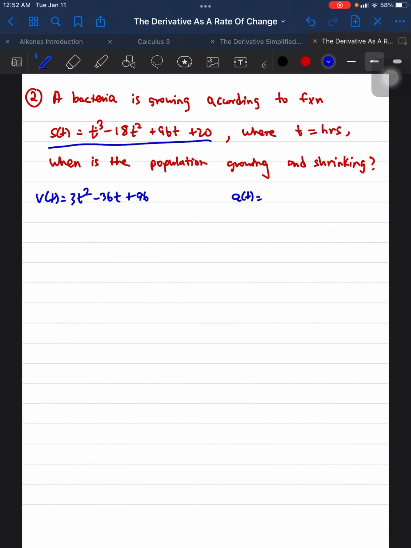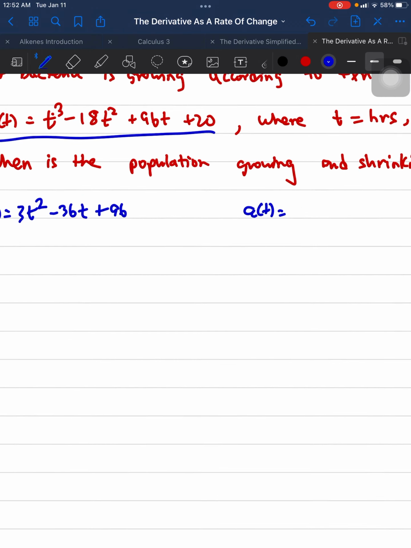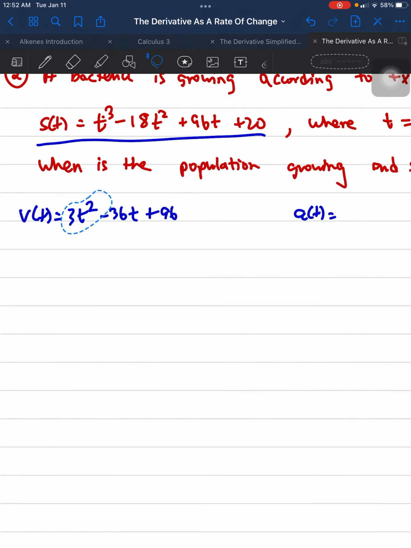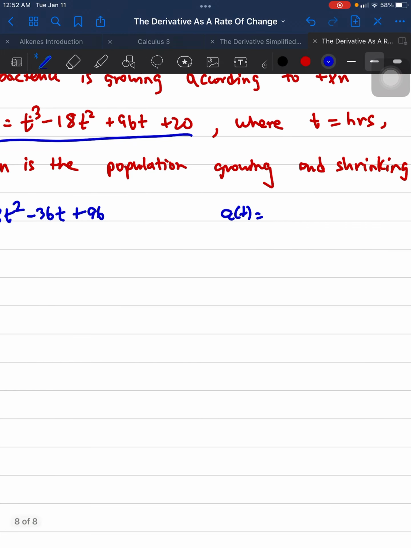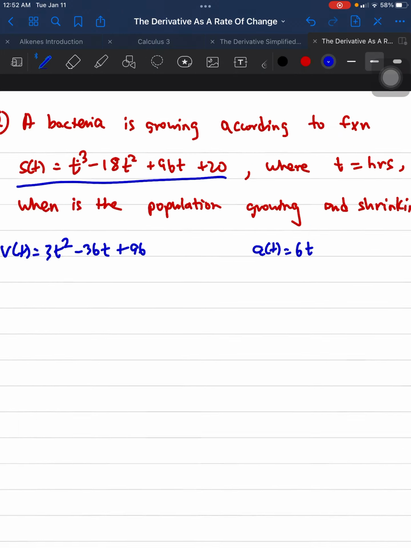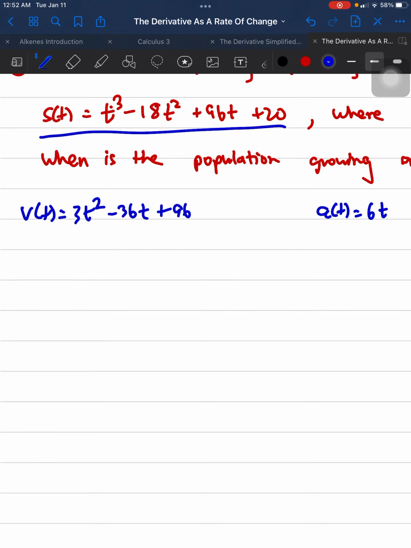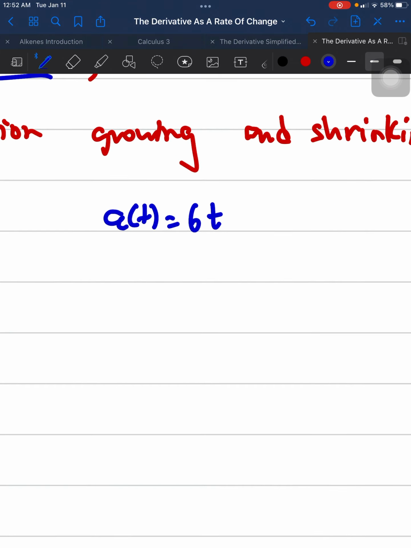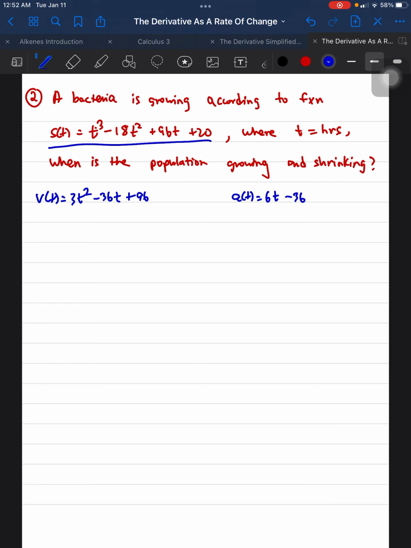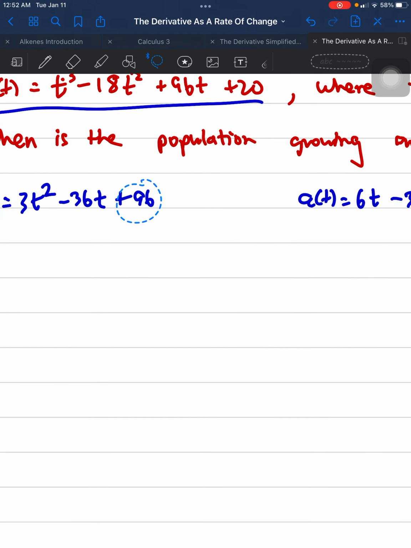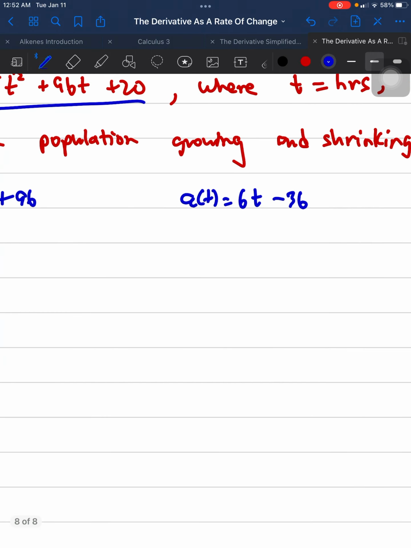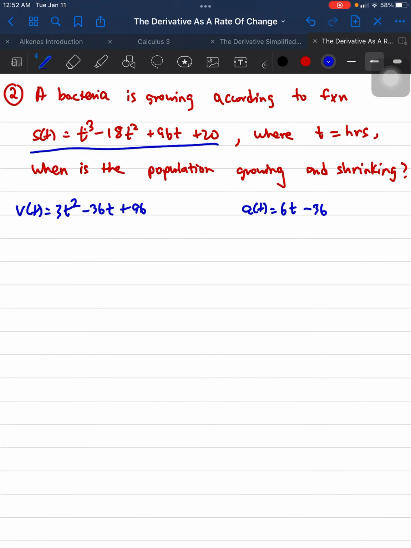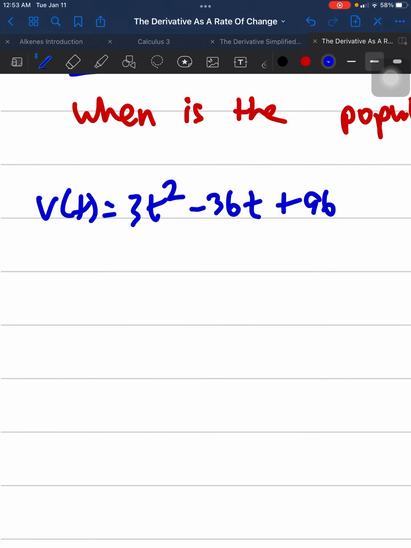Now the acceleration function is the derivative of the velocity function. The derivative of 3t squared is just 6t. The derivative of negative 36t is just negative 36. And the derivative of 96 is a constant, so it's going to be 0. So now we have the velocity function and the acceleration function.